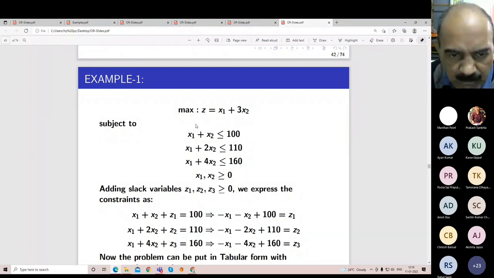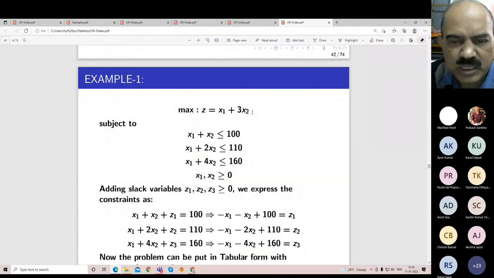The problem is we like to maximize Z equal to x1 plus 3x2 plus D. Generally there is a D, but here D is not there, so D equal to 0. Or if you like, you can put something like D equal to 10, no problem. But here D equal to 0.